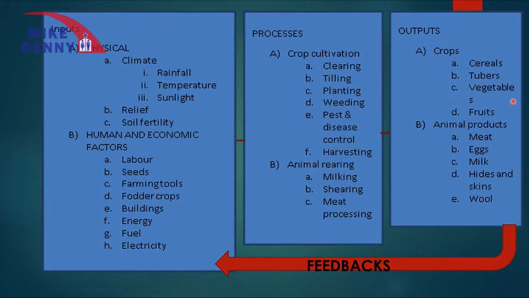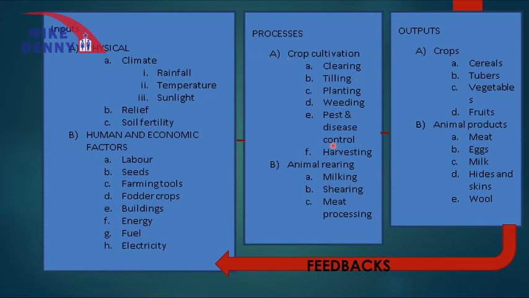We also have vegetables. Vegetables here can include things like carrots, tomatoes, bitter leaf, cabbages, lettuce, and all the like. These are vegetables. And we can also have fruits, as many fruits such as oranges, lemon, limes, grapes, amongst others. So these are output under crops. As concerns output under animals, we have meat, we have eggs, we have milk, we have hide and skin, and we have wool. All of these come out from animals.